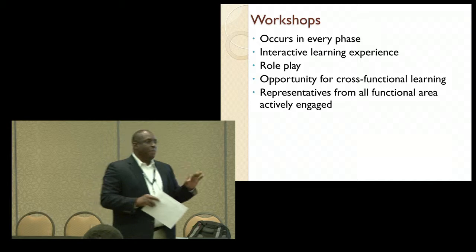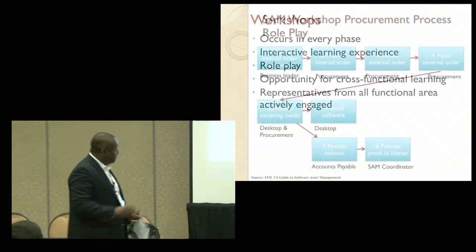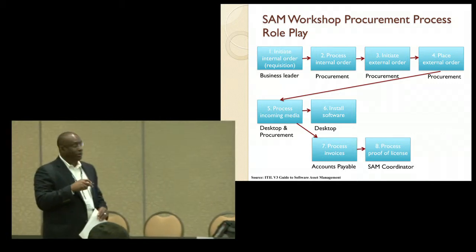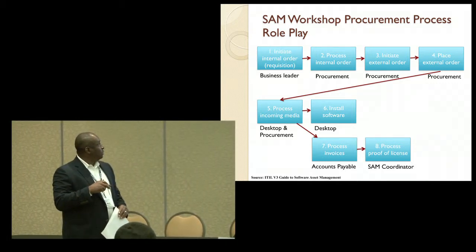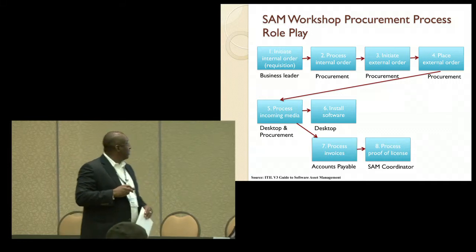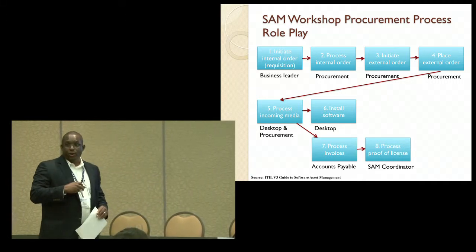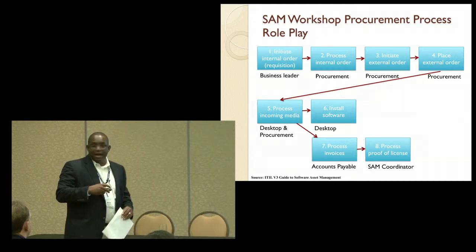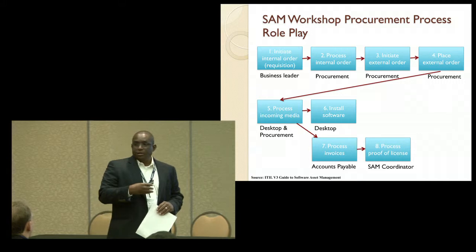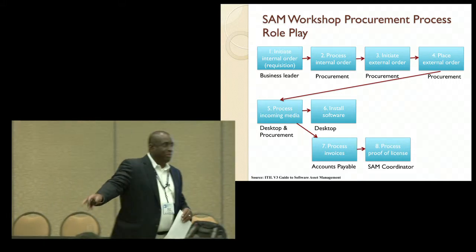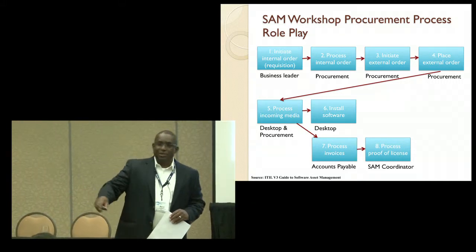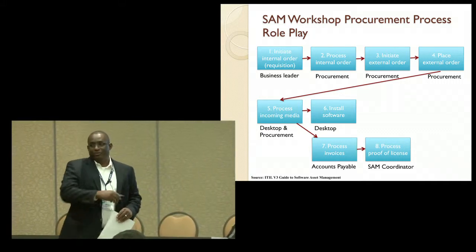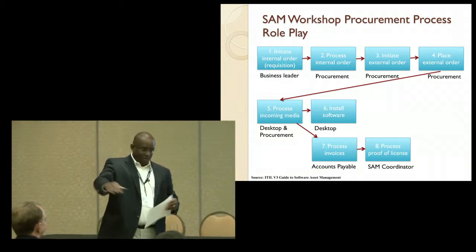So I'm going to simulate, based on this process, where we initiate an order, process an internal order. You initiate one for the external order, place that order, process the media for software. You're going to install it, right? There are going to be some invoices. And then you have to do a proof of license, right? So if I install it here on Van's machine, I want to make sure that I have Van's information, I know where he sits, I know his kid's name, I know all sorts of information about Van. So I know exactly where he is.